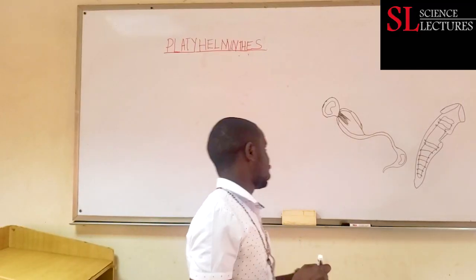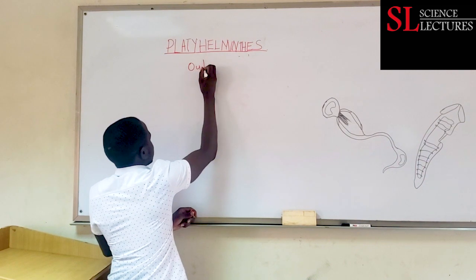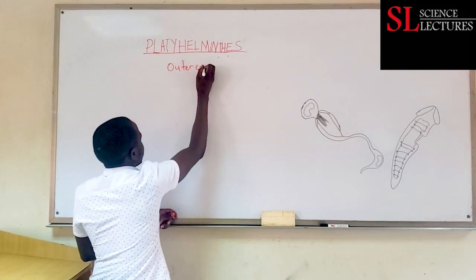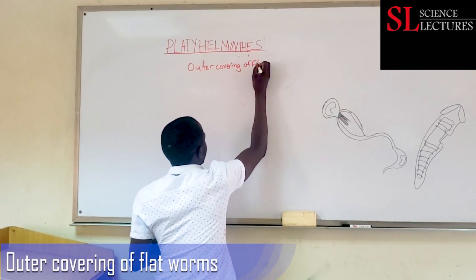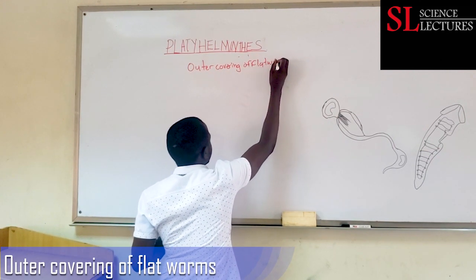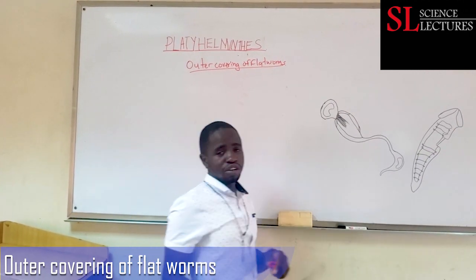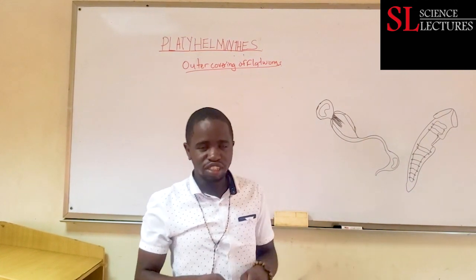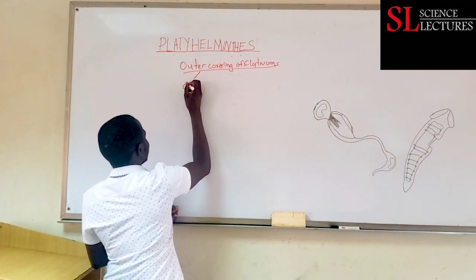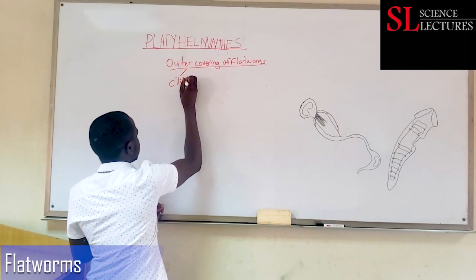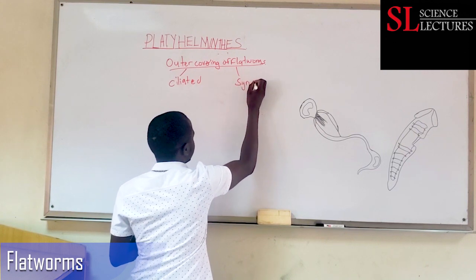So after having looked at that, next we are going to look at the outer covering of flatworms. The outer covering of the skin of flatworms is made up of two things. It is either ciliated, or it has a syncytial tegument.